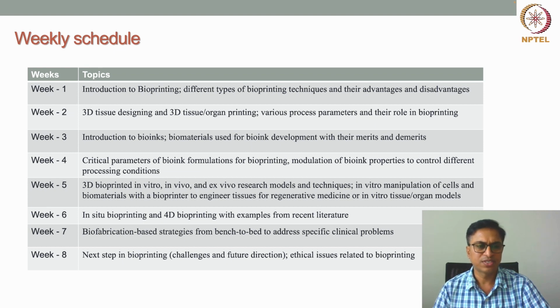Then in week 4, we will discuss the critical parameters of bioink formulation for bioprinting. We will discuss how we can select or optimize different parameters for this bioink formulation to suit a particular type of bioprinting application. We will also discuss how we can modulate different bioink properties so that we can control the different processing conditions to come up with better printing operations.